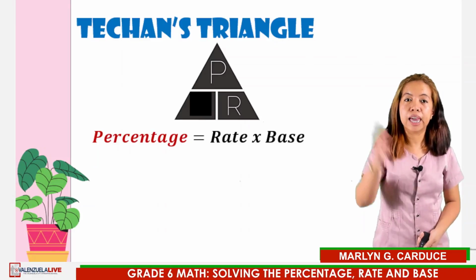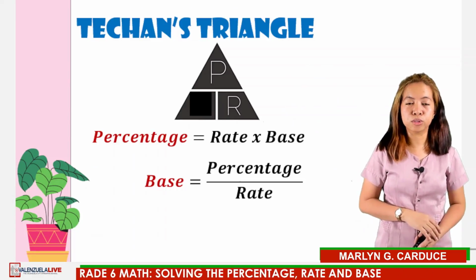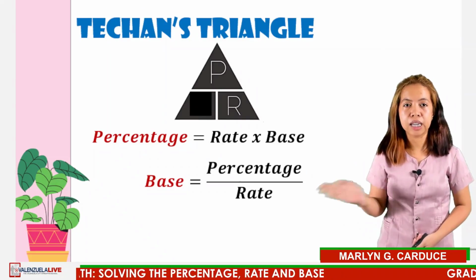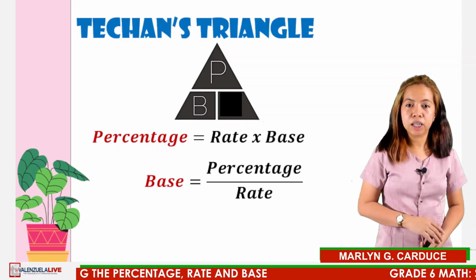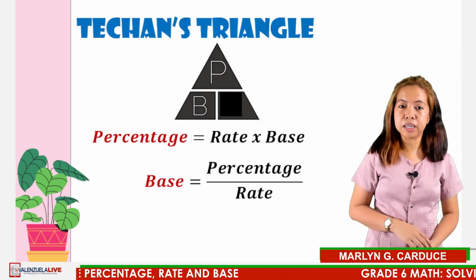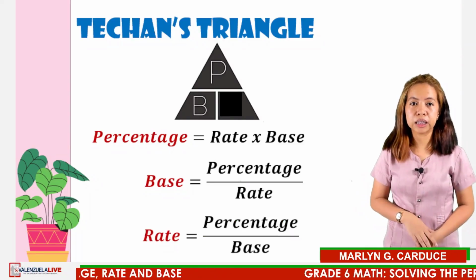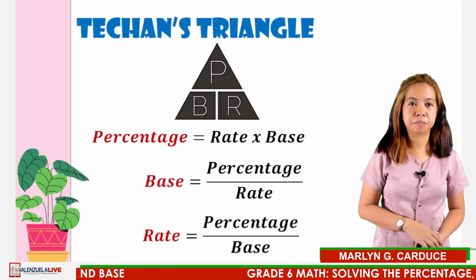And to find the base, just cover the letter B. Since P is over R, it means division. So to solve for the base, we divide the percentage by the rate. And the last one, to find the rate, cover the R. Since P is over B, it means division again. So to solve for the rate, we divide the percentage by the base.